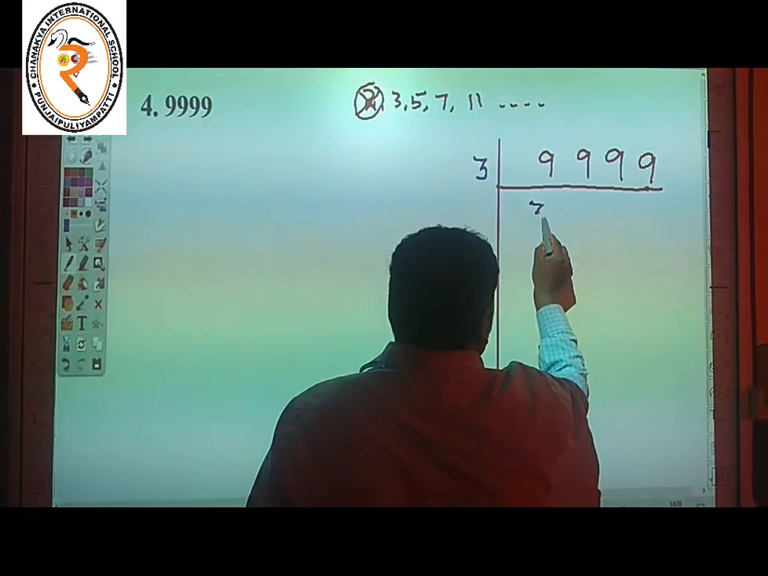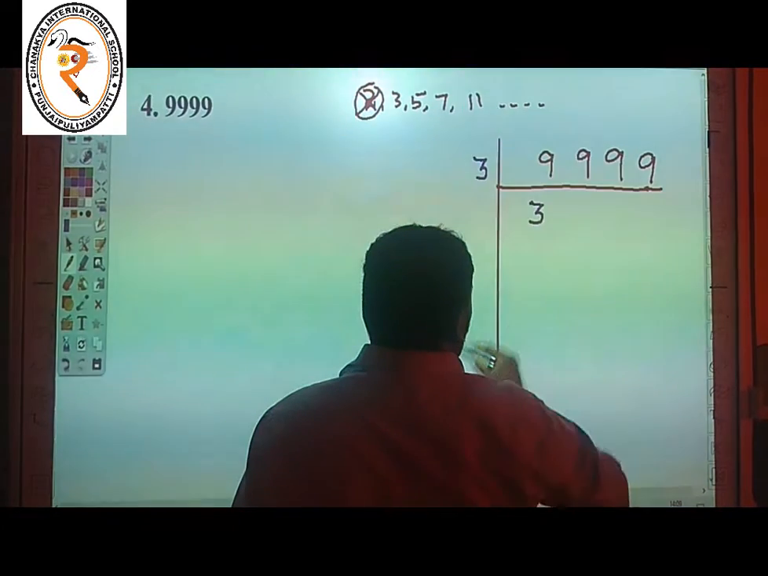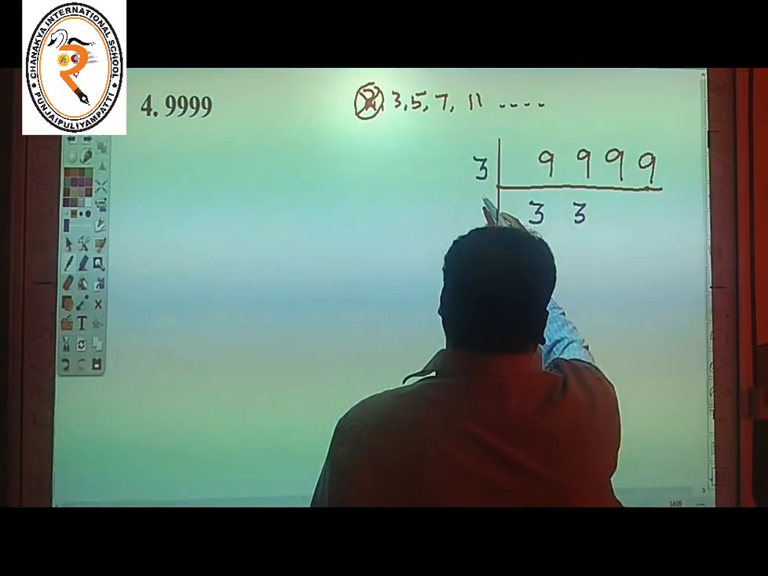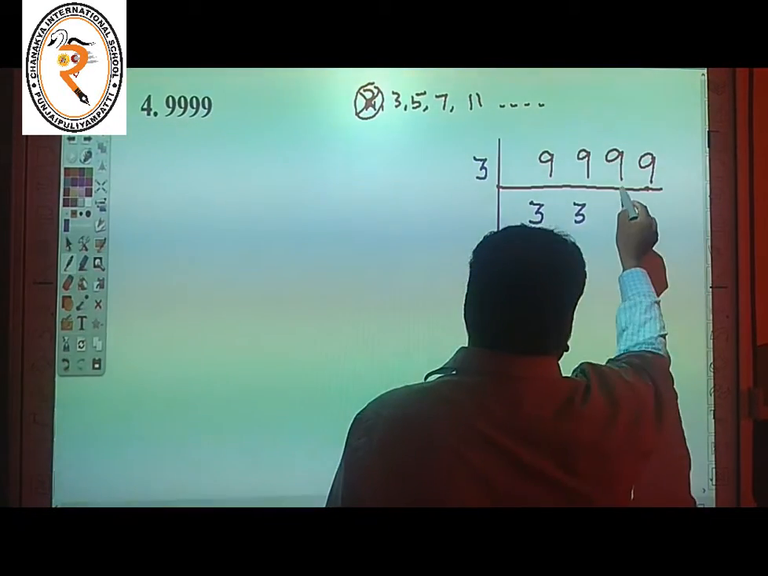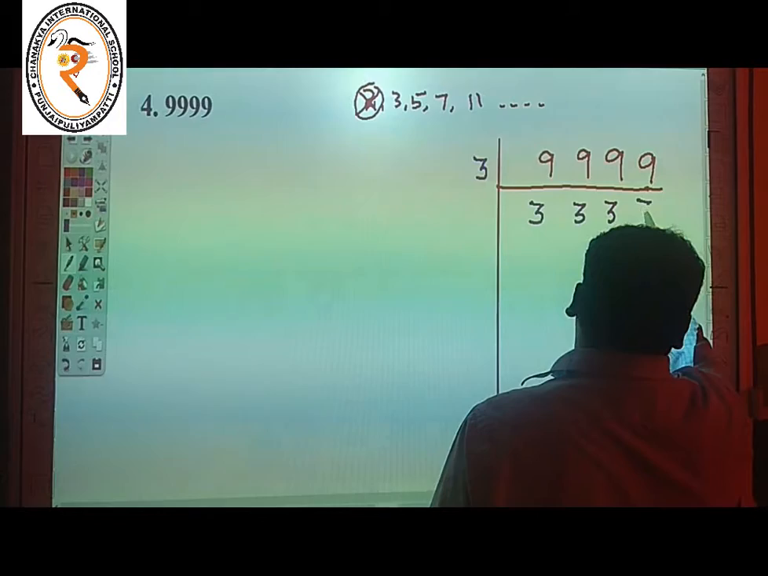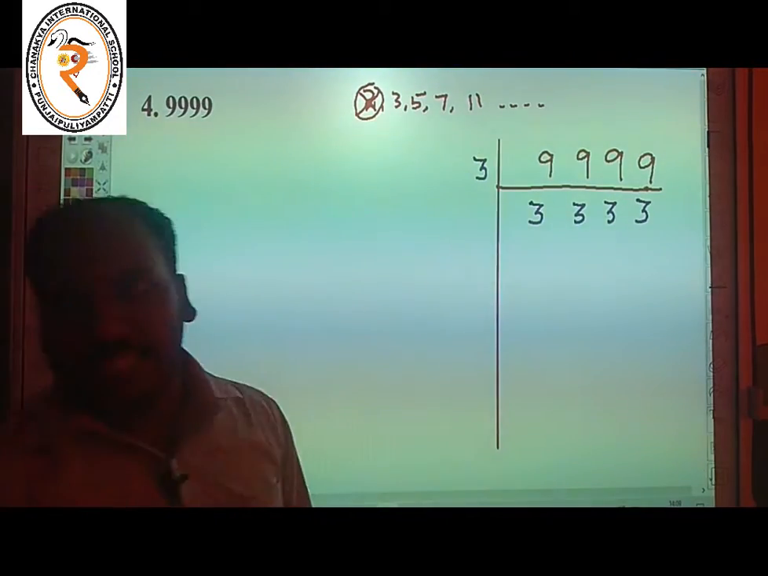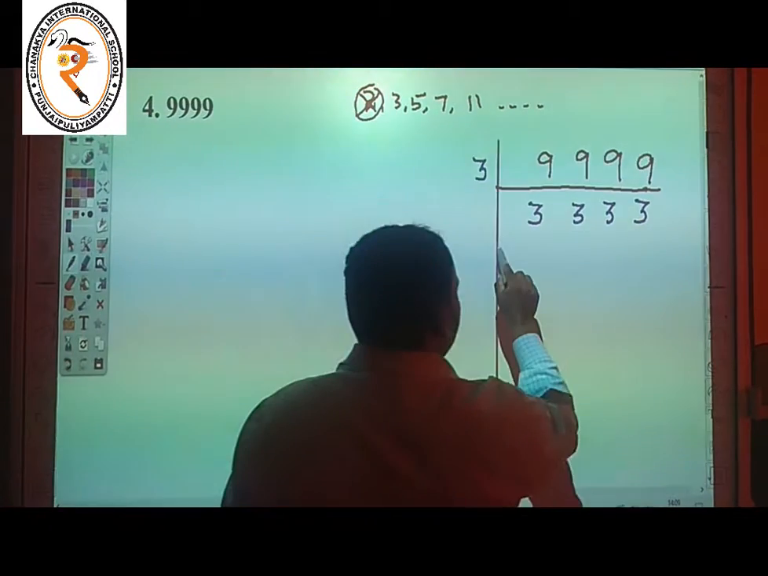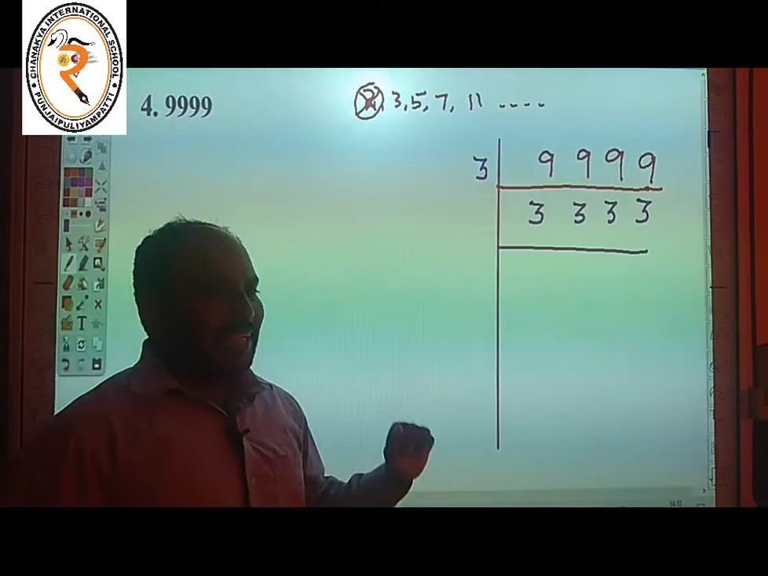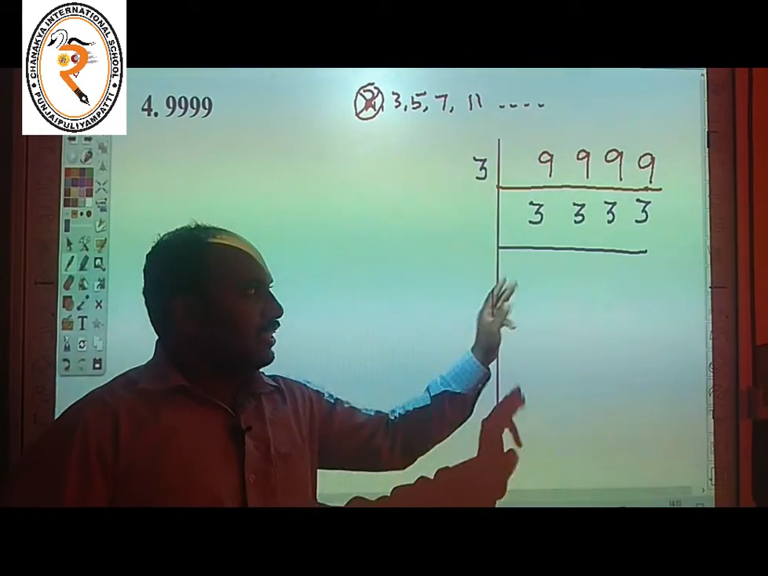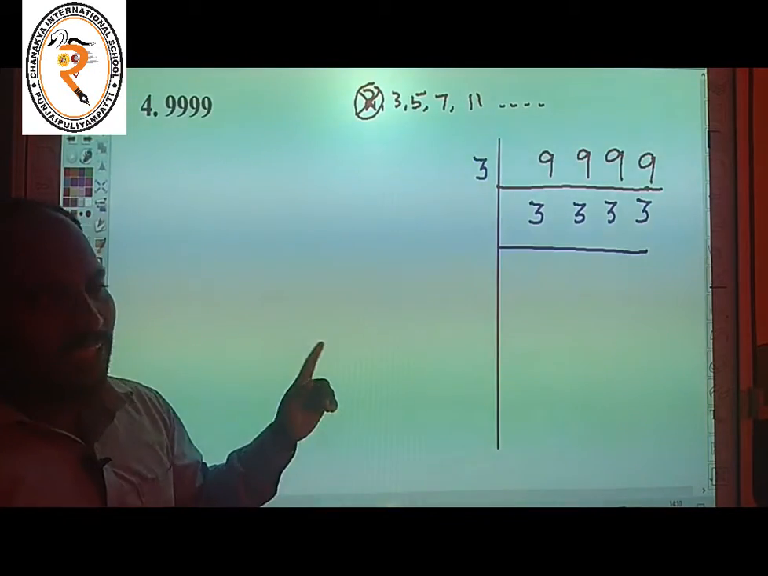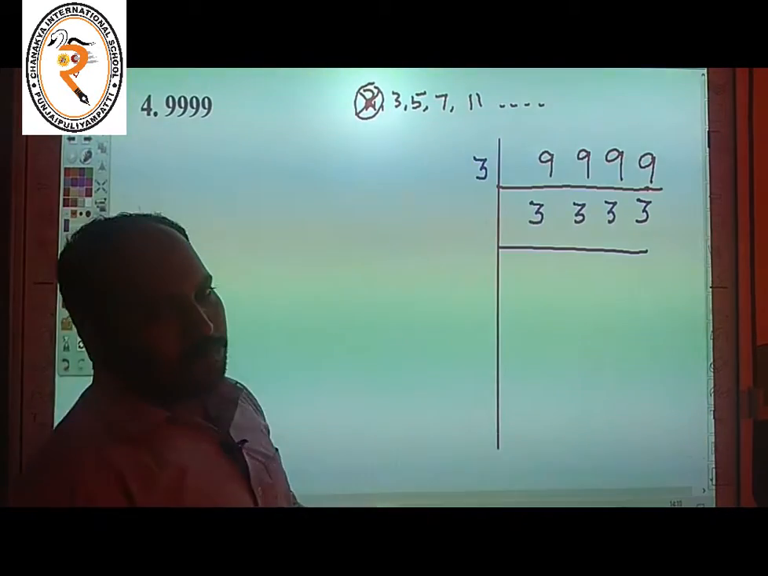3 3s are 9. Again 9, again 9, and the last one is also 9. So 3 into 3 is equal to 9. So our solution is 3,333. Next, we divide the given number by prime numbers.